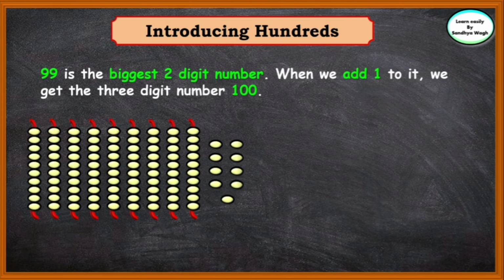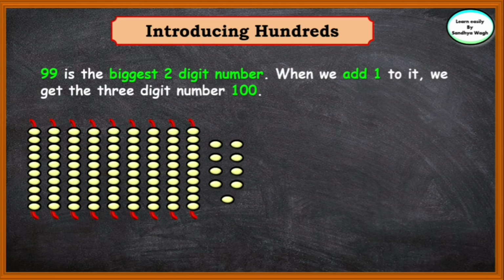Now children, let us count these beads. This one string has how many beads? 10 beads. 10 beads means 10. So let us count how many strings there are. 1, 2, 3, 4, 5, 6, 7, 8 and 9. So children, there are 9 tens, which means 90 beads. And these 9 tens and 9 ones together make 99 beads.